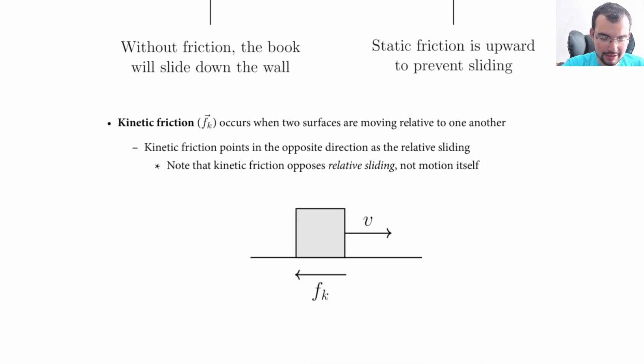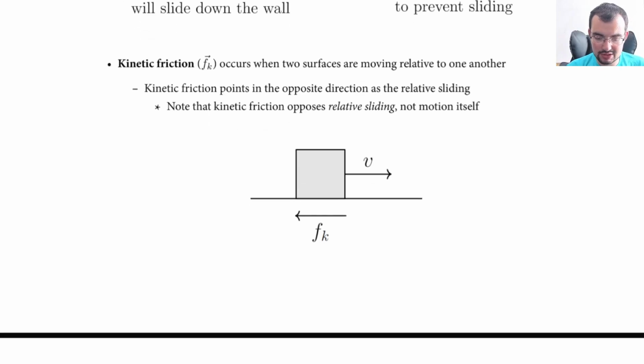Kinetic friction, on the other hand, is friction that occurs when sliding is actively happening. And friction opposes the direction of the relative motion, which is not the same thing as motion itself. So kinetic friction just opposes the sliding itself, not just the motion. This is a misconception. Friction does not oppose motion. Friction opposes relative sliding. And this will come up in some examples later. Usually it just happens that that is the direction of motion that is being opposed.